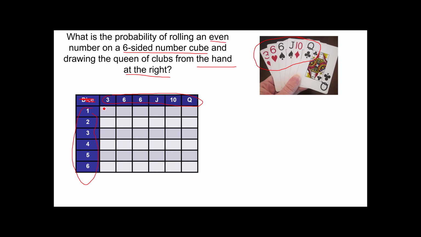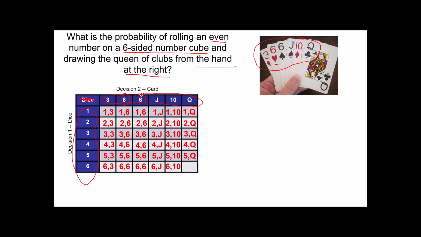So what I'm going to do is in these boxes, I'm just going to list both choices. Notice decision one is the die, decision two is the card. I could get a one on the die and draw the three, a two on the die and draw a three, a three on the die and draw a three. I could get any number on the die and still draw a 3. I could get any number on the die and draw that 6 of hearts right there. I could get any number on the die and draw the 6 of spades. I could get any number on the die and match it to the jack of spades, the 10 of diamonds, or the queen of clubs.